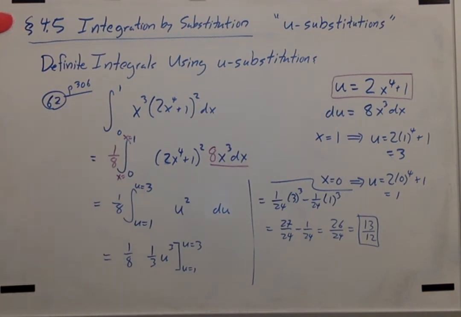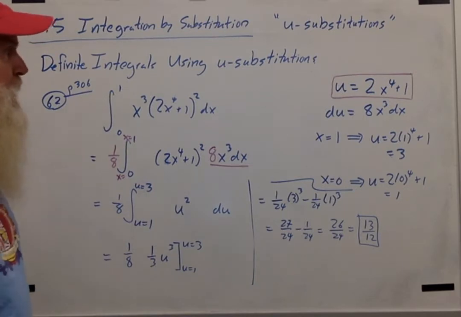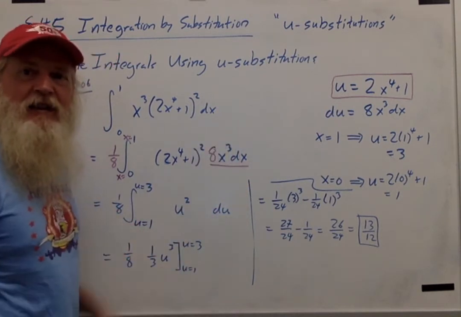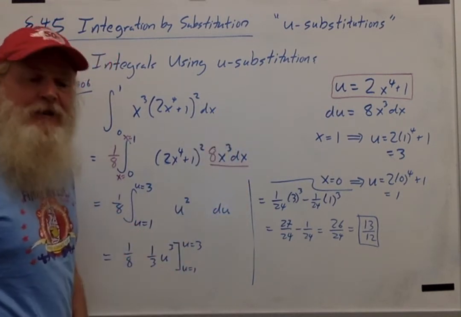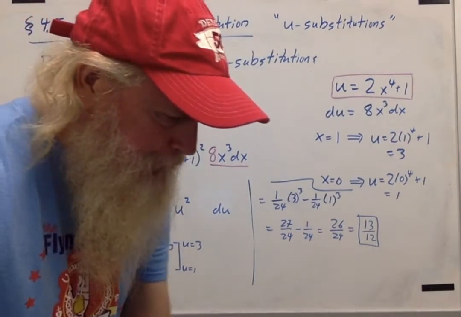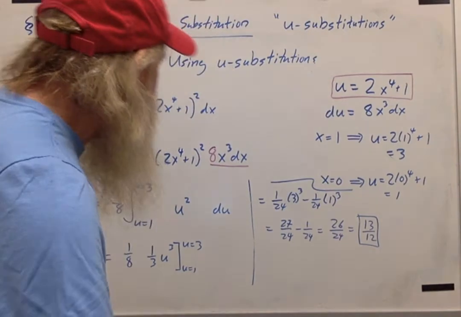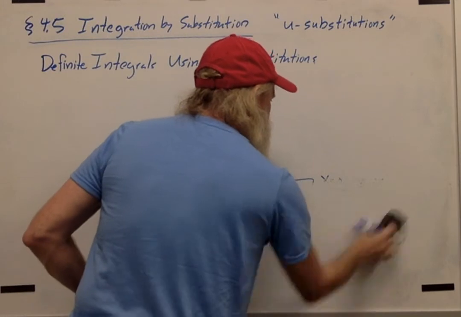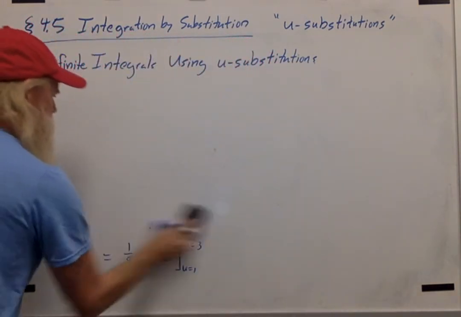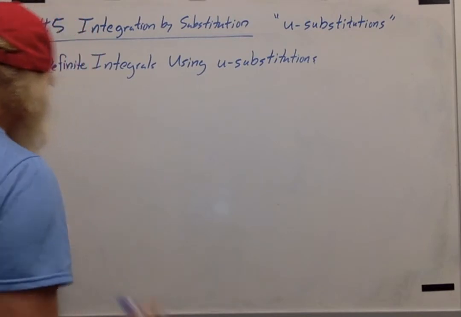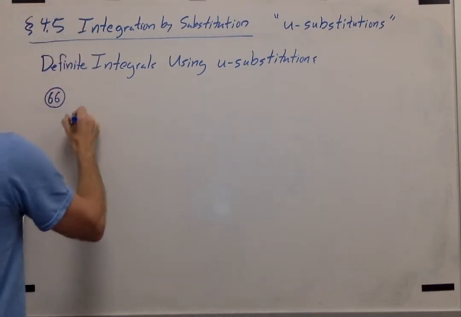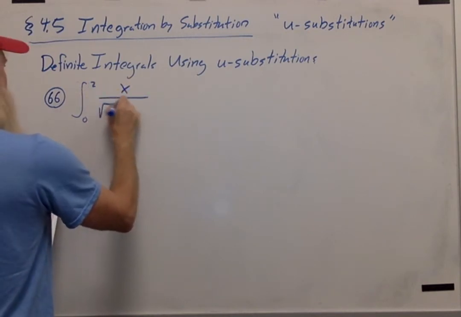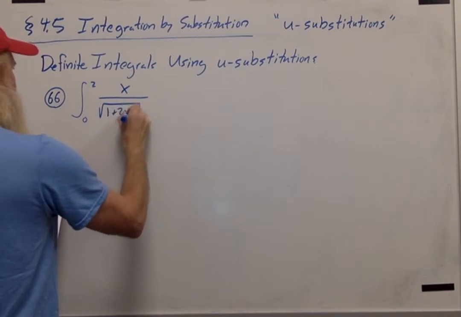Now, something that you can notice is that when we do definite integrals using this method, there's no point down here that I end up substituting the x's back in, like when we do antiderivatives. Let's look at another example. This one is number 66. And that's the integral from 0 to 2 of x over the square root of 1 plus 2x squared.